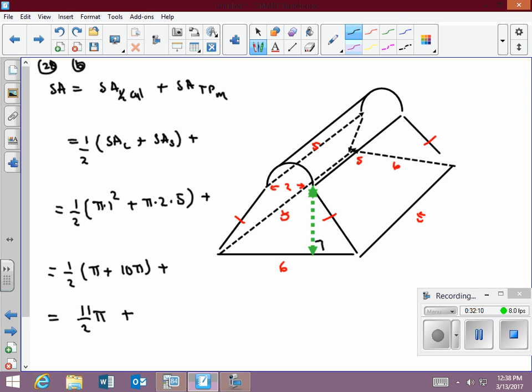Well, in order to do that, we're going to have to know the length of this side, right? If we consider the height here, then this distance is 2. And that leaves the remainder of 6 minus 2, which is 4, split between these two. So this is 2 and this is 2, right?